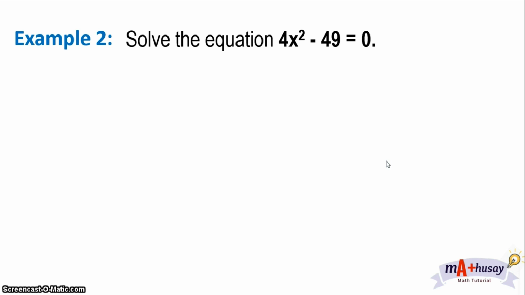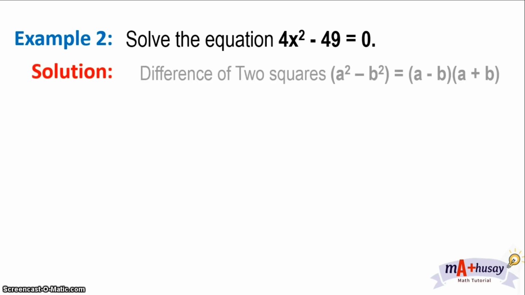As we can see, the 49 and 4 are perfect squares. So, among the techniques that we have recalled, we can factor it by getting the difference of two squares. Because 4x squared minus 49 is in the form of a squared minus b squared, it means we can factor it in this way: the quantity of a minus b times a plus b.